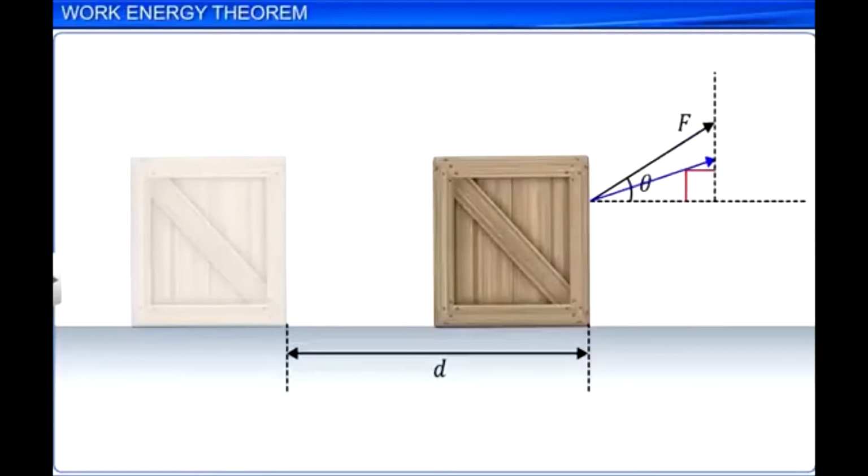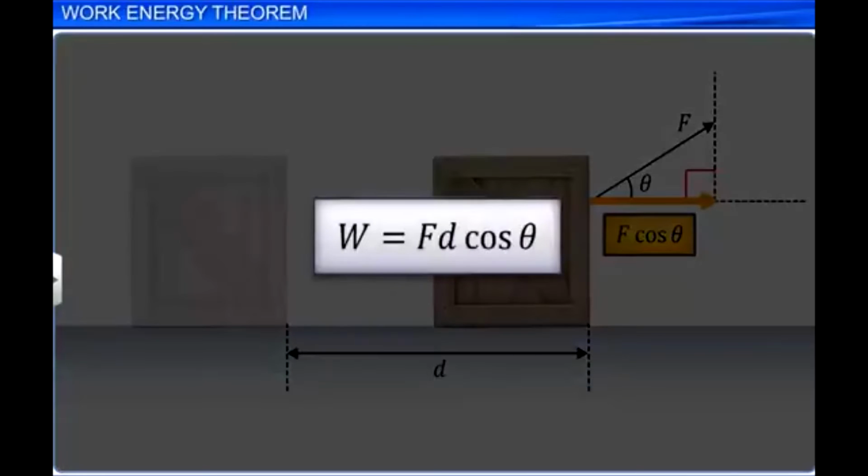Only the component of the applied force along the direction of the displacement is responsible for the motion of the block. This component is F cos theta. Thus, here, the work done on the block by the force is the product of F cos theta and displacement. In this expression for the work done, both F and d are vectors, whereas the product, work done, is a scalar.